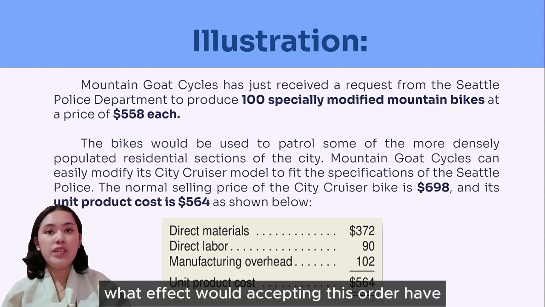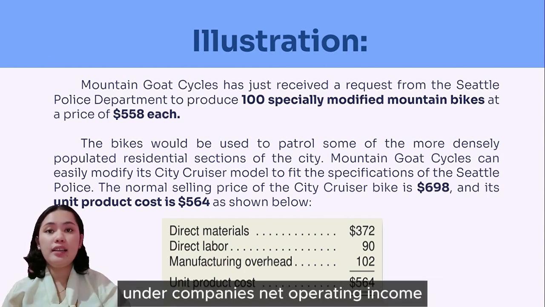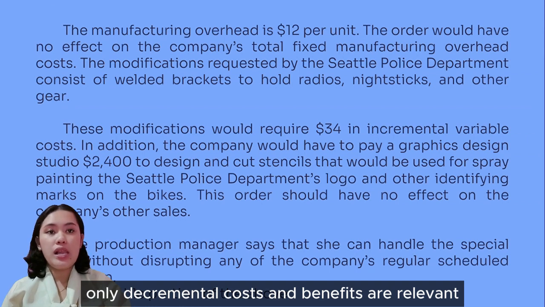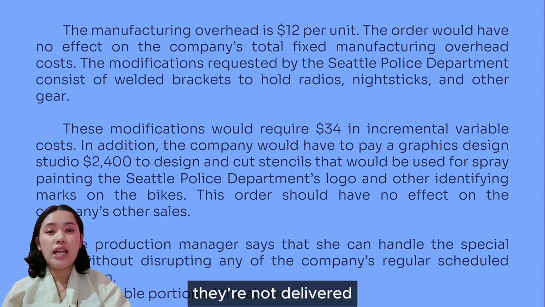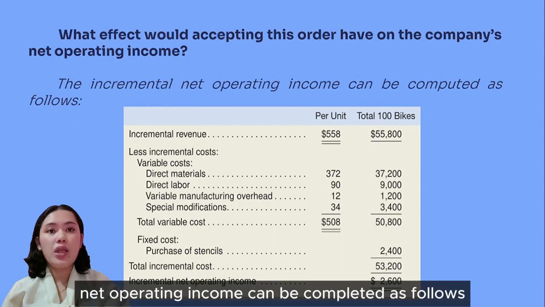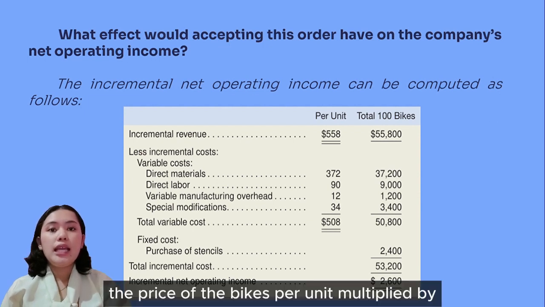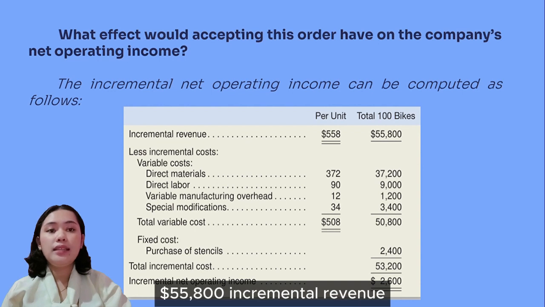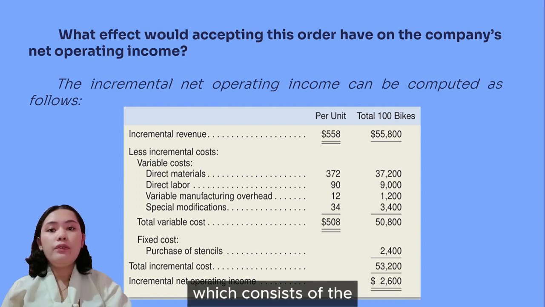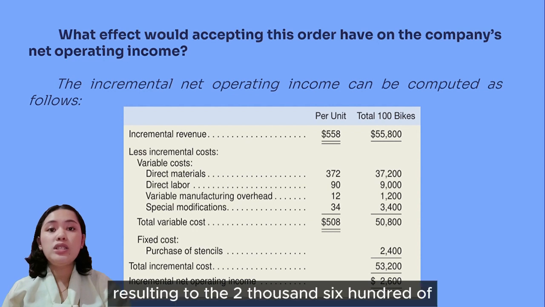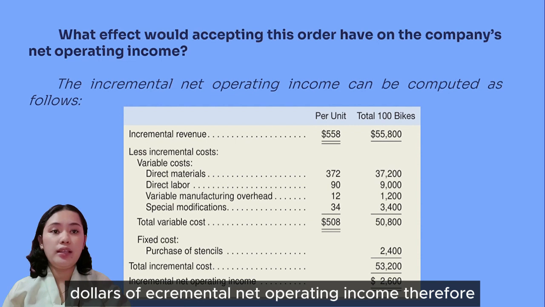In this problem, what effect would accepting this order have on the company's net operating income? Only the incremental costs and benefits are relevant because the existing fixed manufacturing overhead costs would not be affected by the order. They are not relevant. To know this, the incremental net operating income can be computed as follows. The price of the bikes per unit multiplied by the number of units is equal to $55,800 incremental revenue. This will be subtracted by the total incremental cost of $53,200, which consists of the variable cost and the fixed cost, resulting in $2,600 of incremental net operating income.